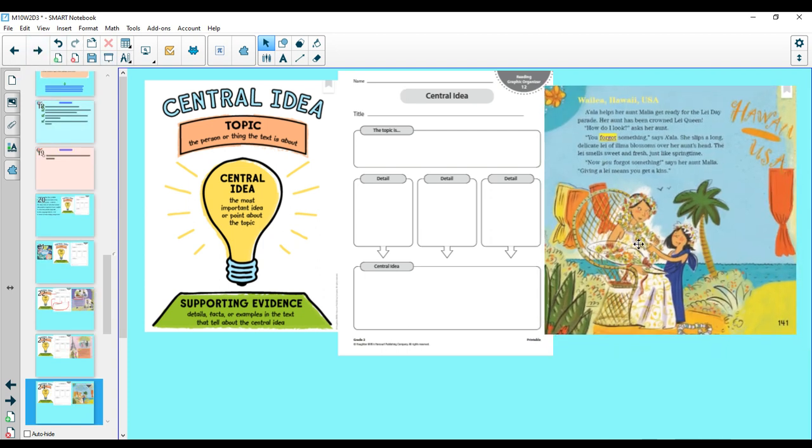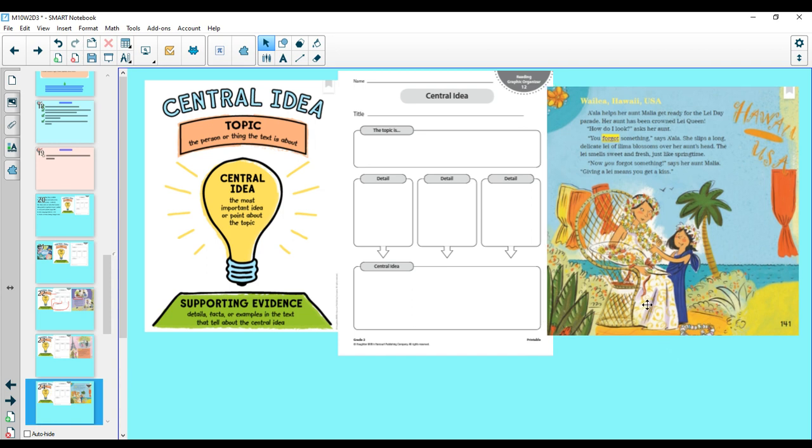All right, our last one. I also picked this page to find a detail from because I have been to parts of Hawaii. I have not been to this part of Hawaii. I want to see if you can remember how to find a detail that supports our central idea from this page, page 141. And it needs to be from page 141. I want to see who's listening to this video and following the directions.